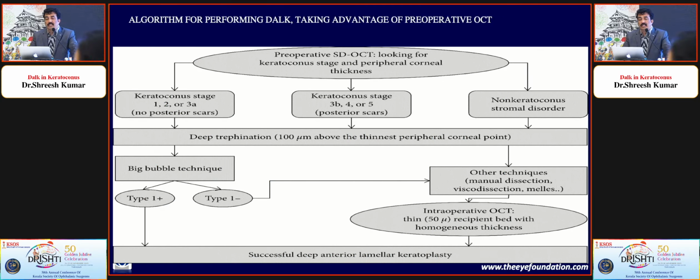And this is the algorithm for performing DALK, taking advantage of the preoperative OCT. Up to stage 3A, that is 1, 2, 3A, you can safely go ahead and do a big bubble DALK. Beyond that, from 3B onwards, 3B is where there is stromal thinning, but there is a scarring of the posterior stroma. This is stage 3B. From 3B onwards, you should go ahead and do a layer by layer manual dissection to reduce the complication of perforation.